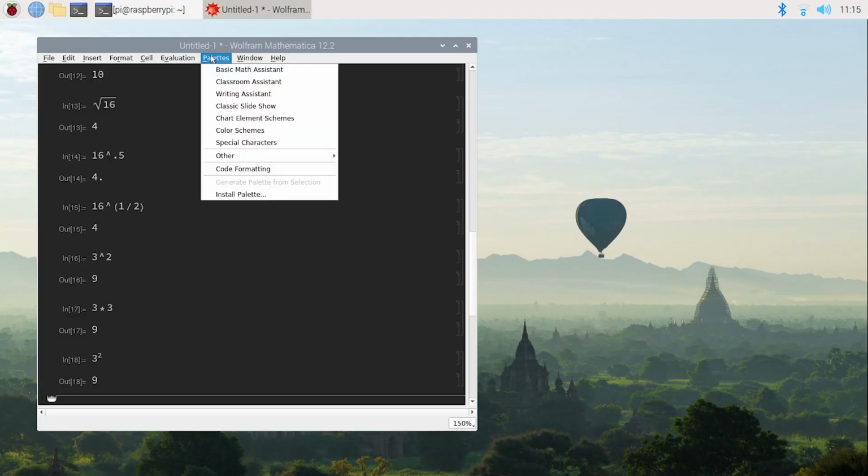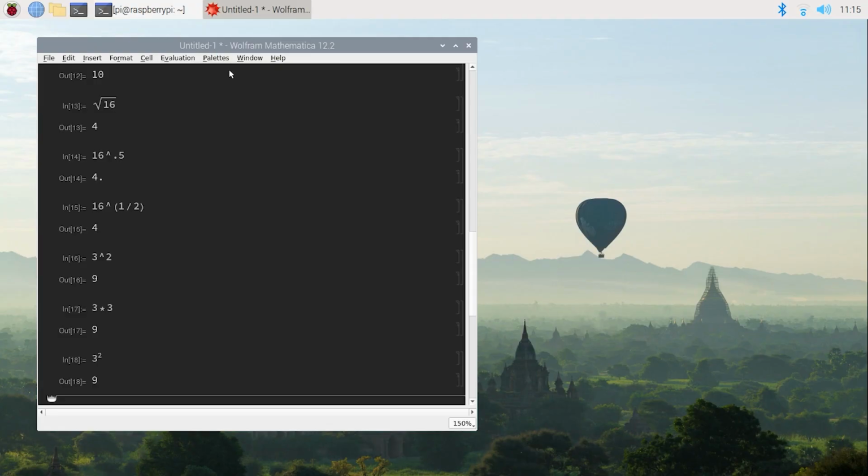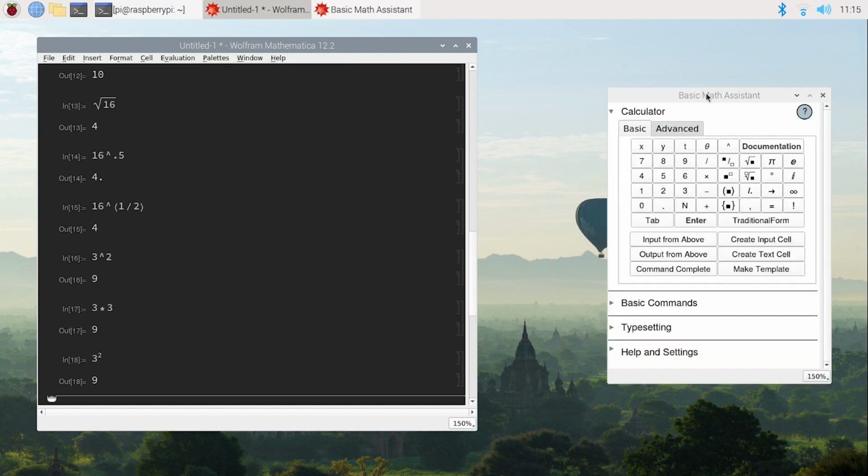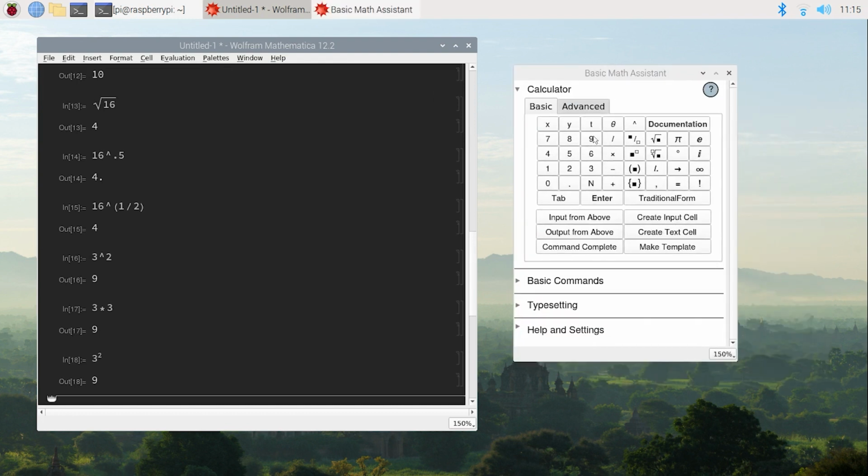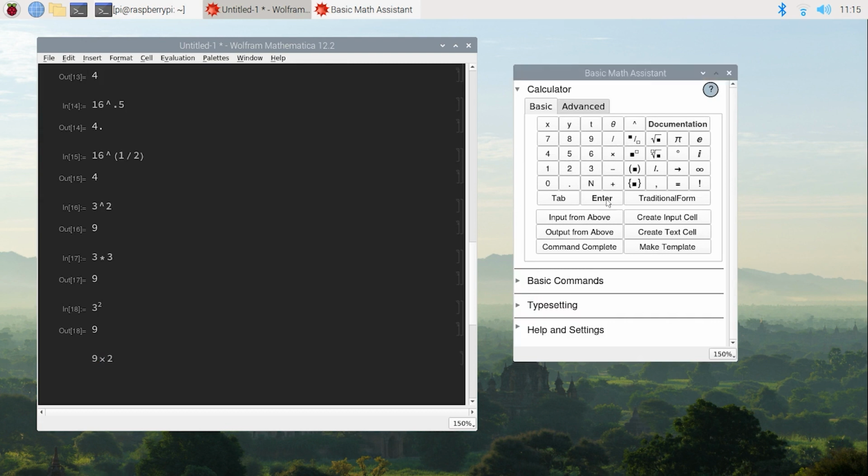There are palettes which show you some of these commands. If I click on Palette, Basic Math Assistant, it's going to bring up some of these commands. So what we could do here is 9 times 2. If you hit Enter on this keyboard here, it'll actually do that evaluation for you. And it uses the nice times symbol instead of the asterisk, which is what we normally use for multiplication. And 8 divided by 2 gives us 4. So these are some of the basic functions that we can use with Mathematica for basic calculations.